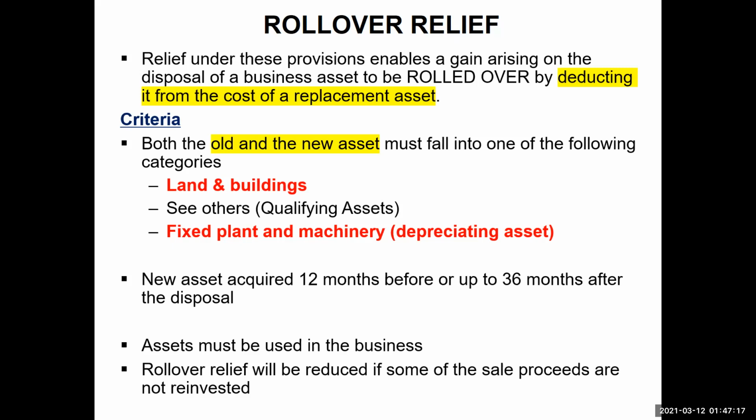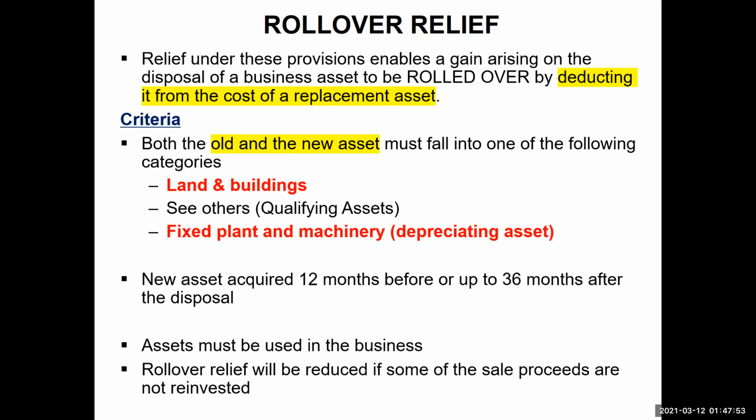Now there's criteria which we need to identify. We need to note them out. First, both the old asset and the replacement asset must fall into one of the following categories: land and buildings, or other qualifying assets, or fixed property, plant, and equipment, depreciable assets. Now, these new assets should be acquired 12 months before or up to 36 months after the disposal of the old one.